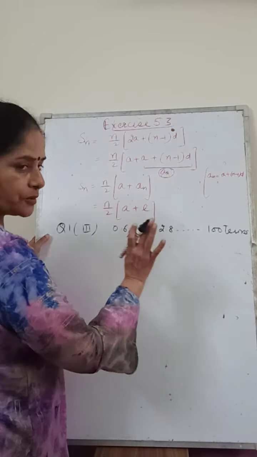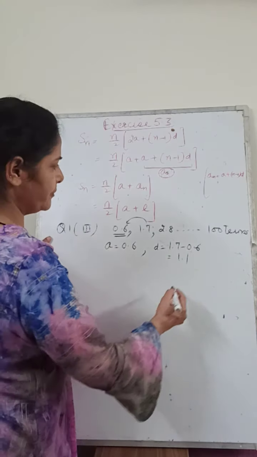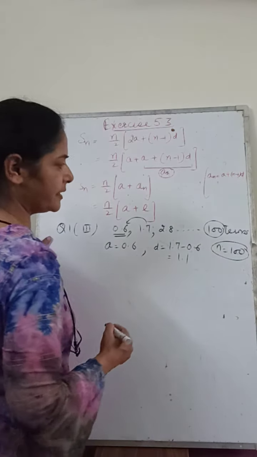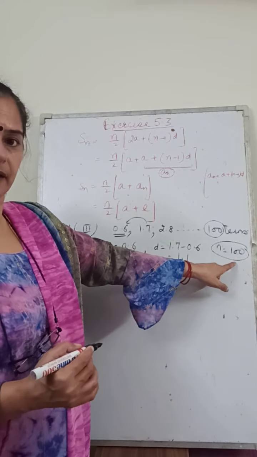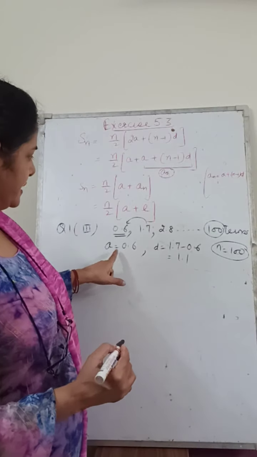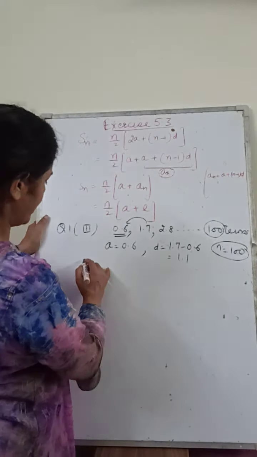First of all, let's see what is a. A is 0.6. Clear? What is d? D is a2 minus a1, 1.7 minus 0.6. It is 1.1. Clear? And n is what? N is 100. D is 1.1 and a is 0.6. So let's find Sn.